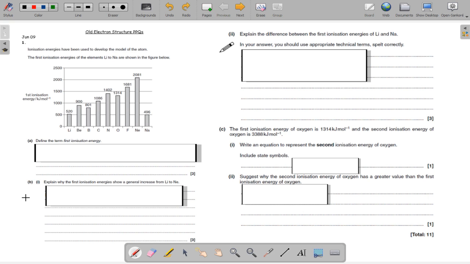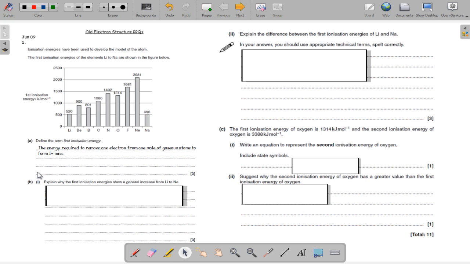Okay. So the definition of first ionization energy is the energy required to remove one electron from 1 mole of gaseous atoms to form 1+ ions. And explaining why the first ionization energies show a general increase: the atomic radii decreases and the outer electrons are closer to the nucleus, the nuclear charge increases and there's similar electron shielding. So since they're not overcoming the nuclear charge, shielding and distance from the nucleus affect the amount of energy required.